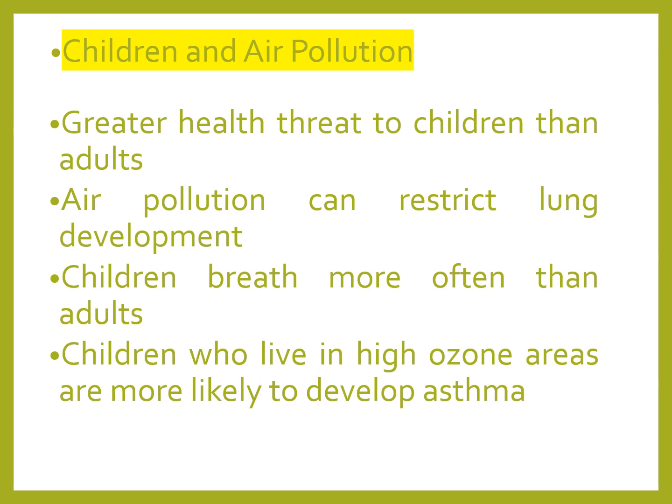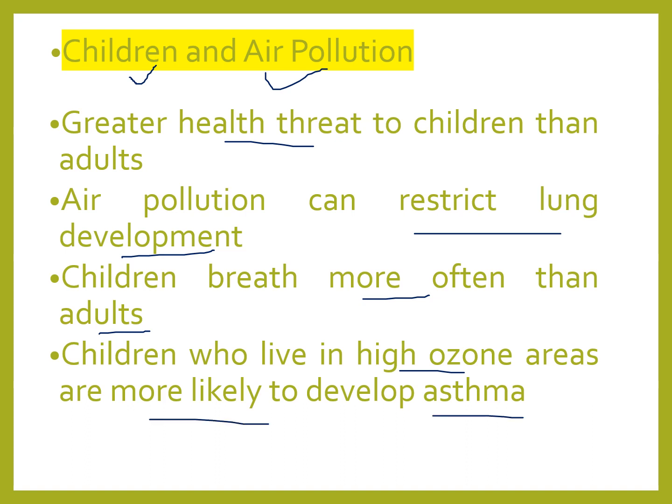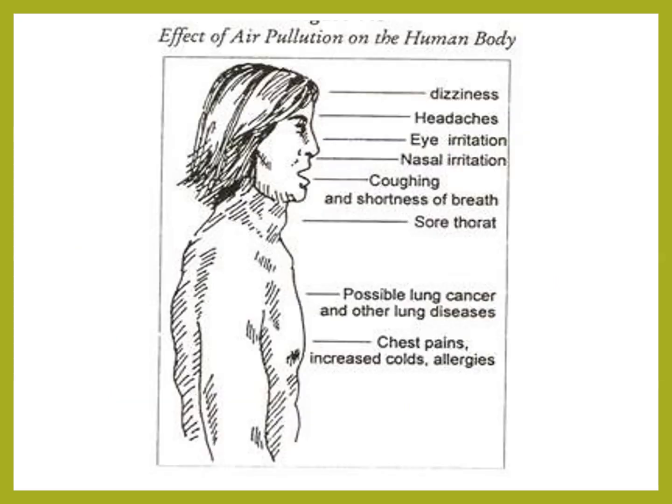So what's the relation between children and air pollution? There is a greater health threat to children than adults, and air pollution can restrict lung development. So that is the major impact which can be observed on children. Children breathe more often than adults, and children who live in high ozone areas are likely to develop asthma, because the breathing cycle of children is faster, so more air and more oxygen they are inhaling, so they are more affected by this air pollution concern.